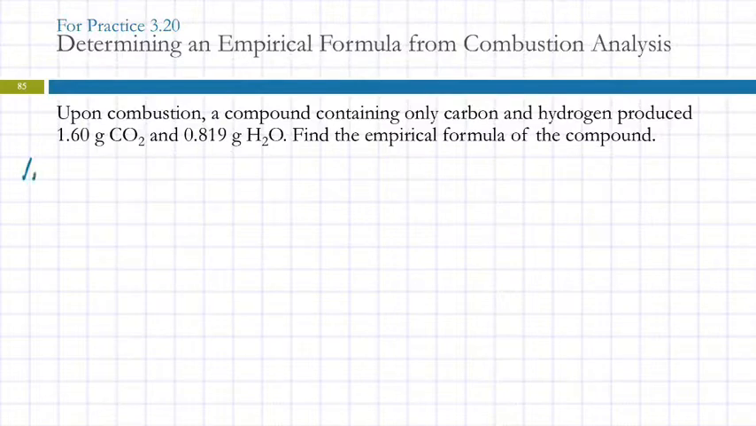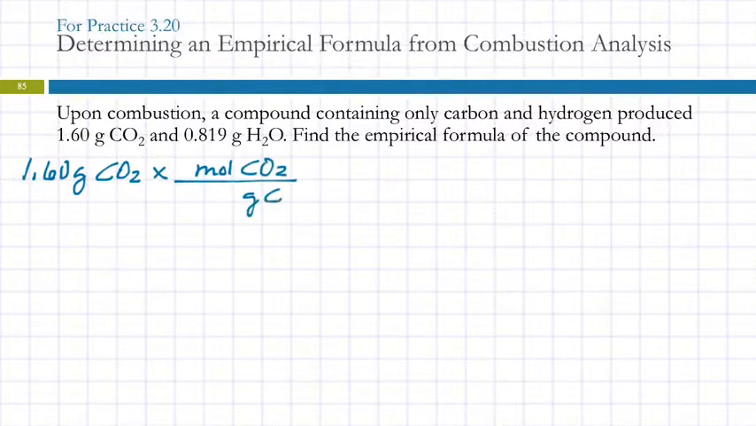So 1.60 grams of CO2. Remember, what we did with the empirical formula is we took the mass of the element and converted it to moles of the element, and then we did the ratios of the different moles, right? So here we've got a mass of carbon dioxide. Could we figure out how many moles of carbon dioxide we have? Yeah, and from that we can figure out how many moles of carbon we have. So first we're going to convert this to moles of CO2. So we'll divide by grams of CO2.